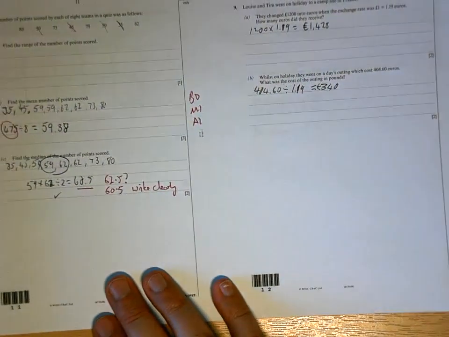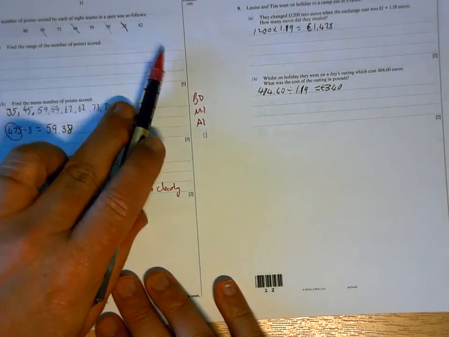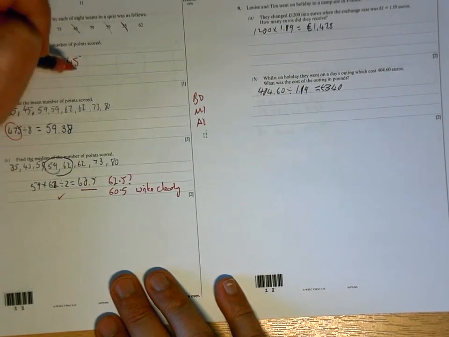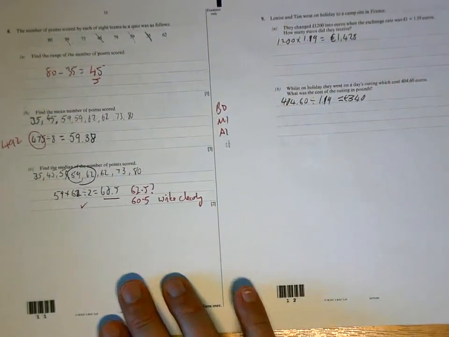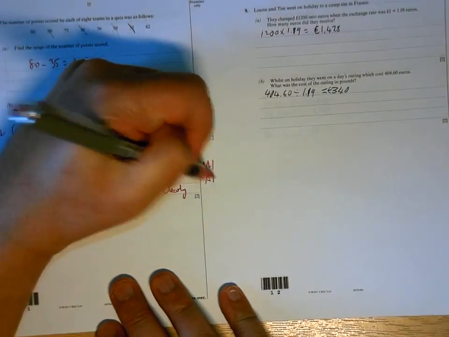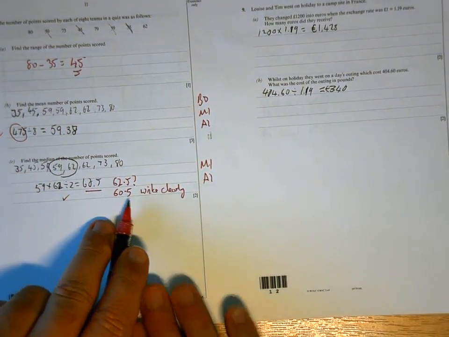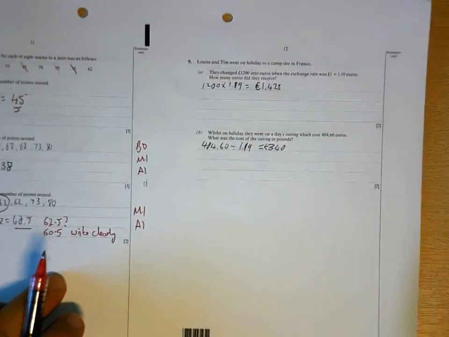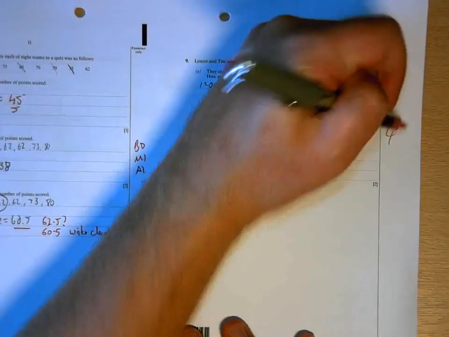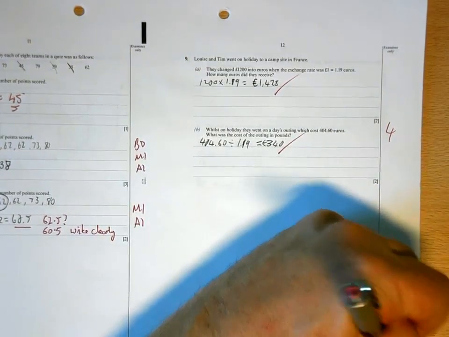Right, clearly. The range is just the biggest number take away the smallest number. So the largest number there is 80, the smallest number there is 35, so the range is 45. Okay, so back to this one then. I'll give you the benefit of the doubt because that is correct, but you need to make sure that you're making those things clear. 1428 is right, and that is right for 4 marks. Good. 8 marks for the page.